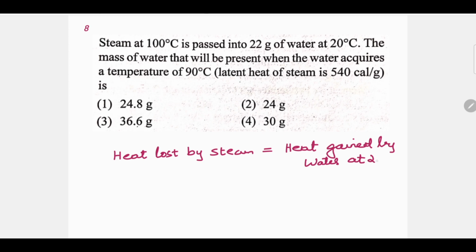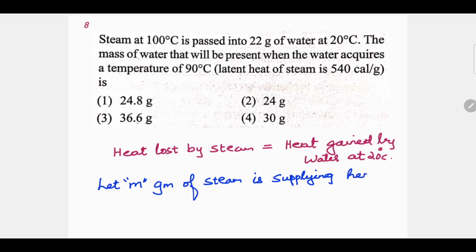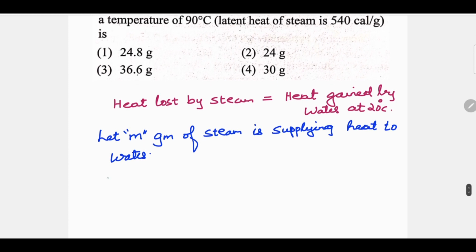Heat gained by water at 20 degrees Celsius. So heat lost by steam. So we have to think like this. Let m gram of steam be supplying heat to water. That means heat lost by steam.